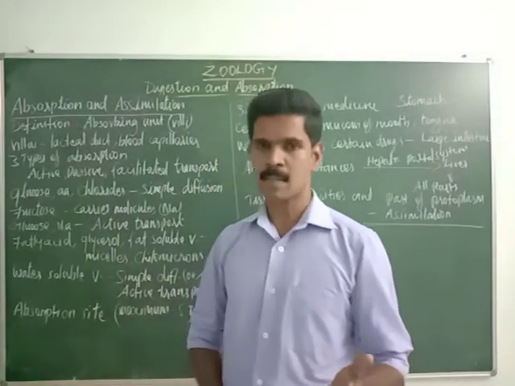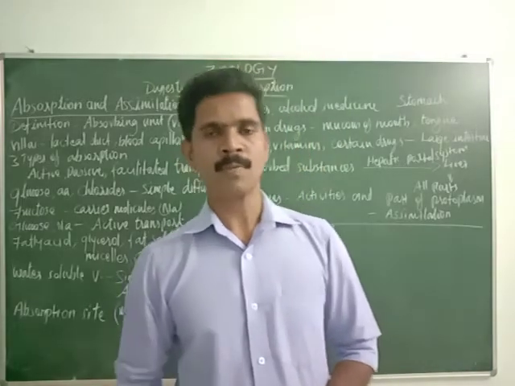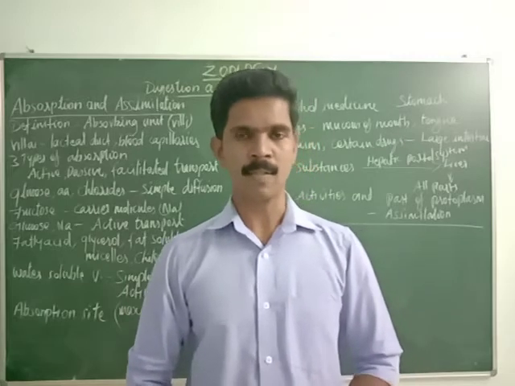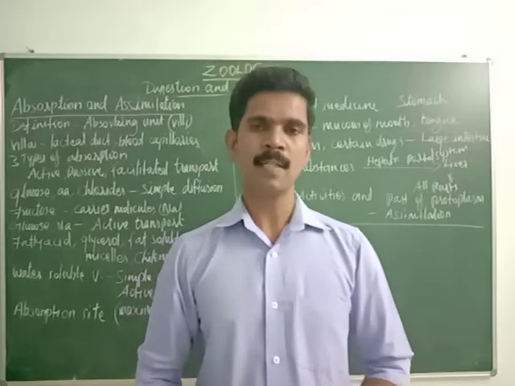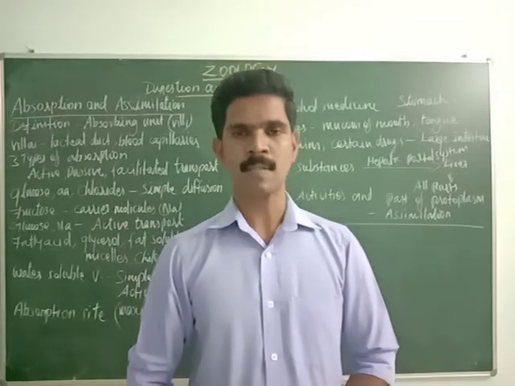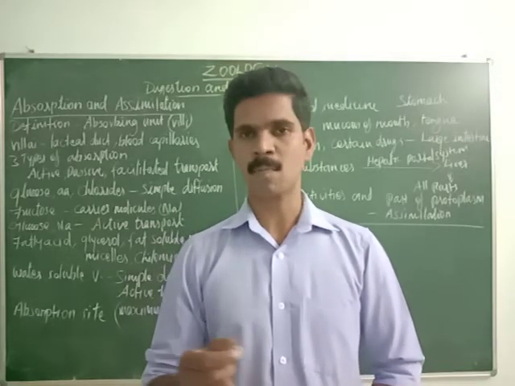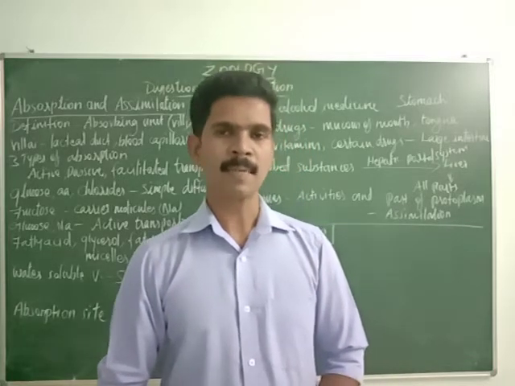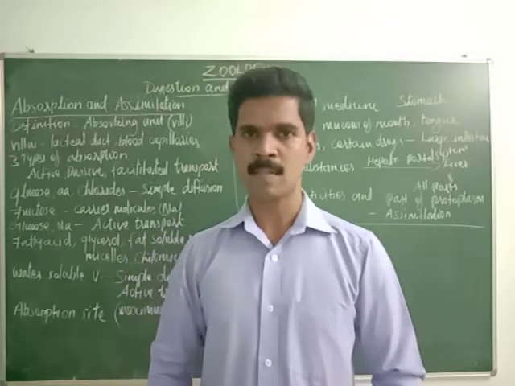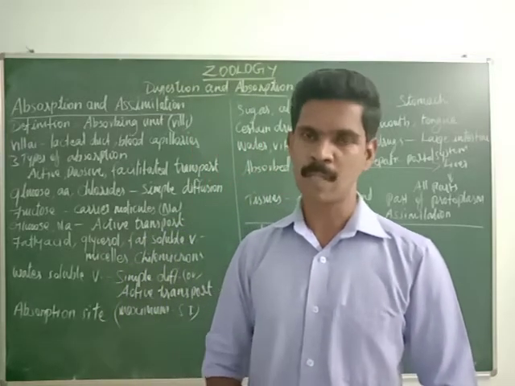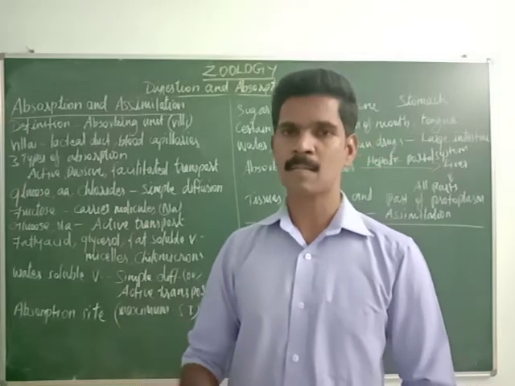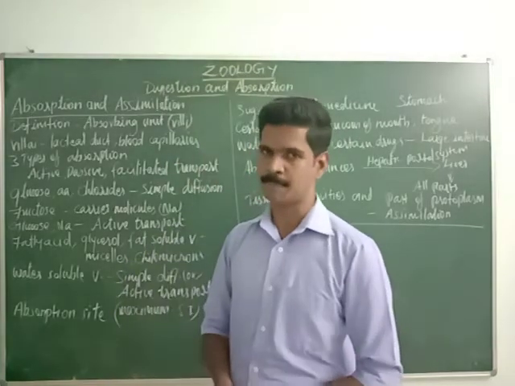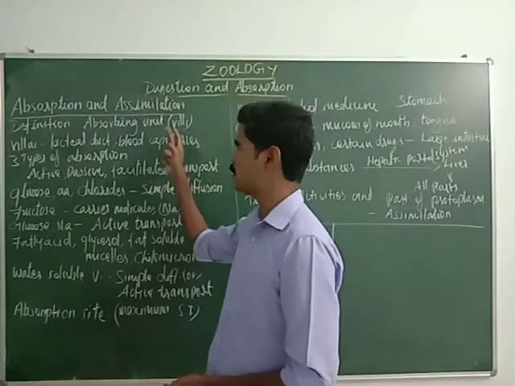When we studied the structure of the alimentary canal, I told you the small intestine has three regions: duodenum, jejunum, and ileum. The mucous membrane present in the ileum region consists of many small hair-like projections. They are called villi. The villi present in the ileum region of the small intestine are called the absorbing unit. Whatever food materials are digested inside the small intestine, everything is absorbed by the villi present in the ileum region. This is the second point about this topic.